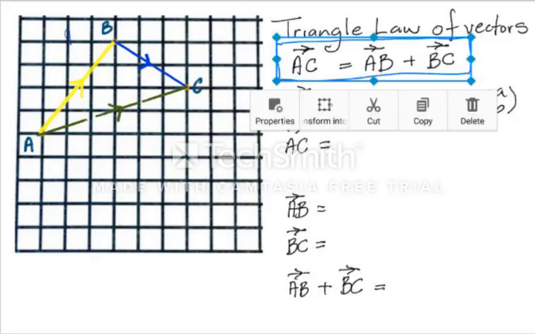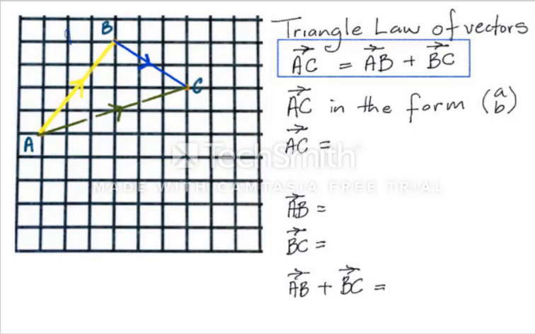All right, so that is the triangle law of vectors, and it's something that we could show. The triangle law of vectors is a straight theory. It's something that we could test, so let's test it. AC in column matrix form: 1, 2, 3, 4, 5, 6. It would be 6 horizontal and 2 vertical. So AC would be the column matrix 6, 2.